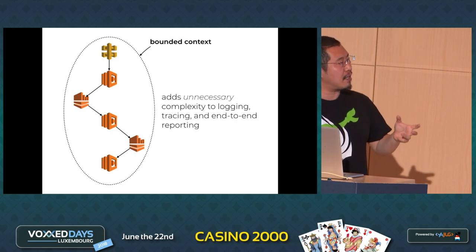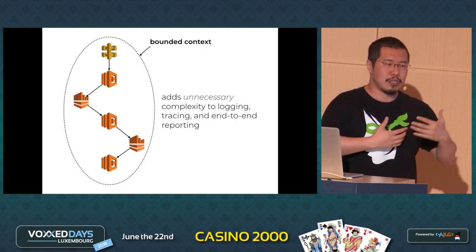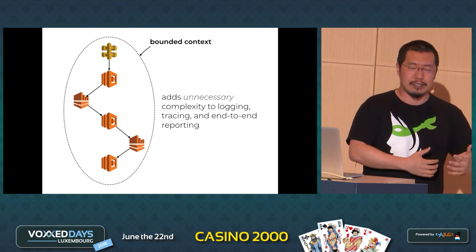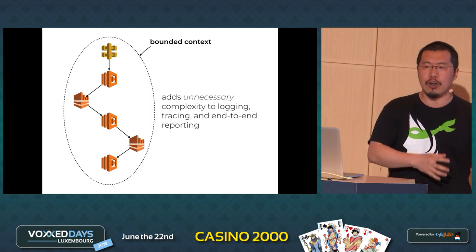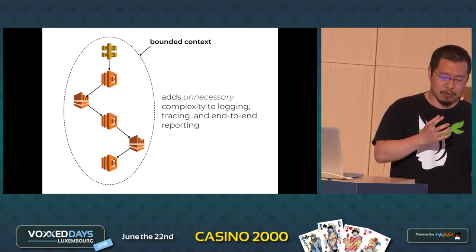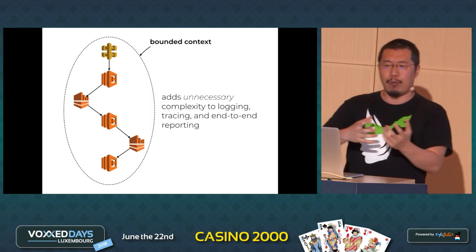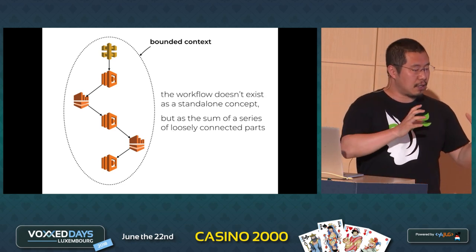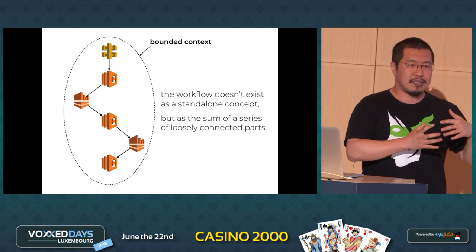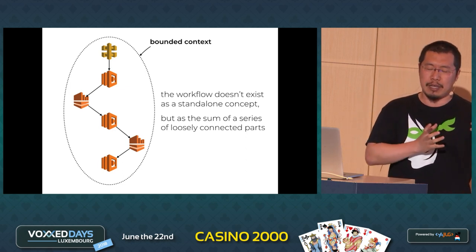The problem here is that you're giving yourself a challenge of how do you do tracing across these asynchronous event sources and Lambda functions, which is a lot harder to do and to do well compared with more synchronous event sources. And also this whole workflow doesn't exist as a standalone concept in your application.